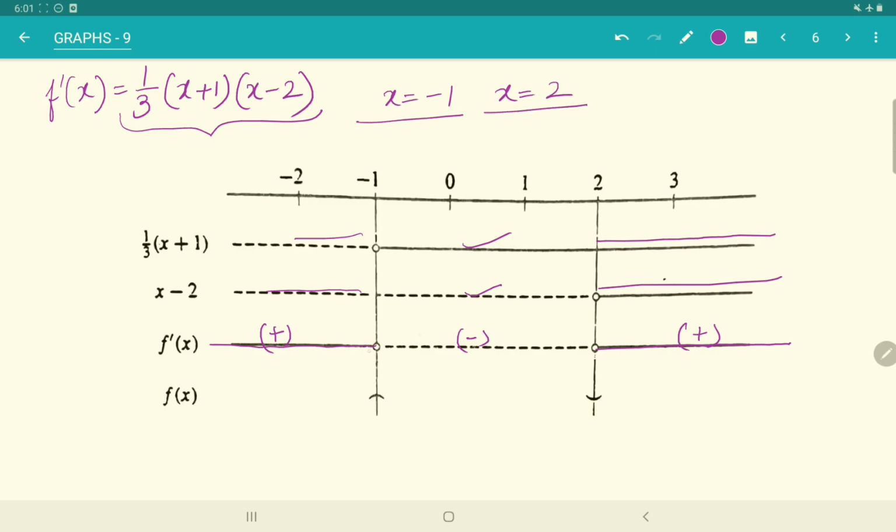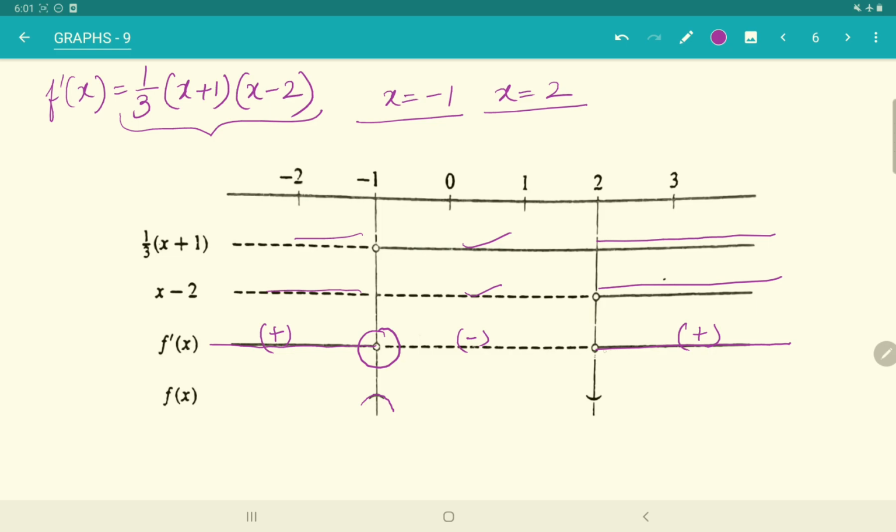And clearly I see that before x is equal to -1, to the left of -1, the function is increasing. To the right of it, the function is decreasing. So that's why it's like this. And that means this is a local maximum point.